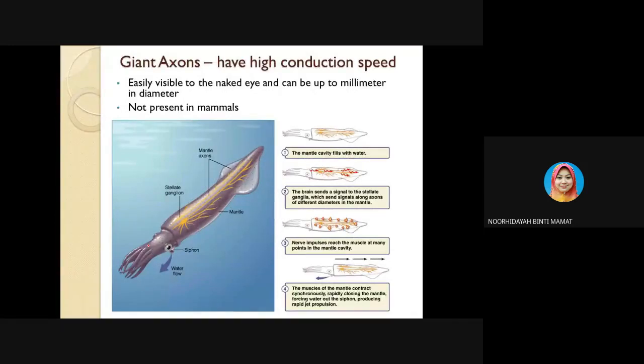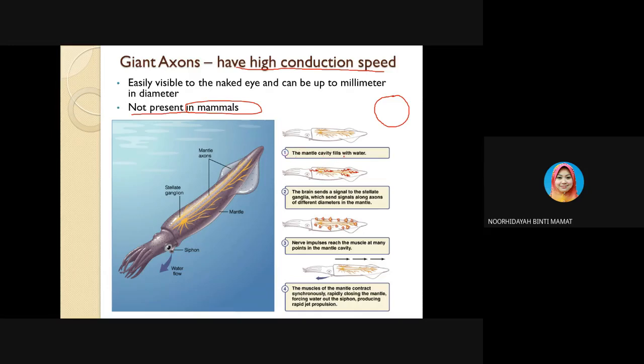So, the giant axon has a high conduction speed because it has a larger diameter. This giant axon is easily visible to the naked eye and can be up to a millimeter in diameter. The giant axon is not present in mammals. All right, for example, in the squid, how does it work?